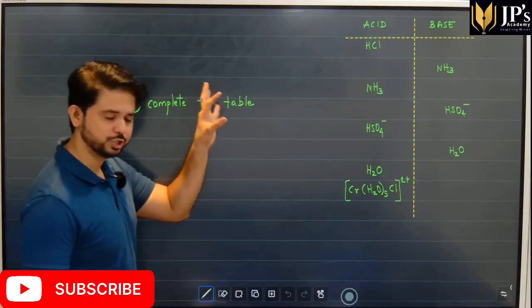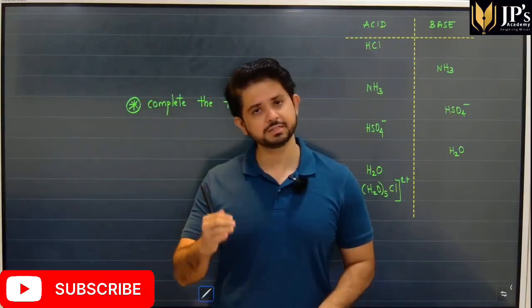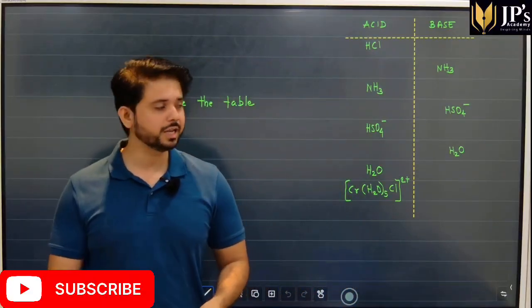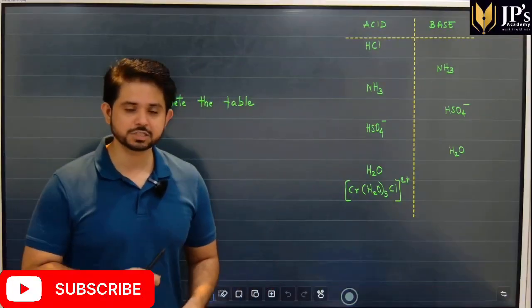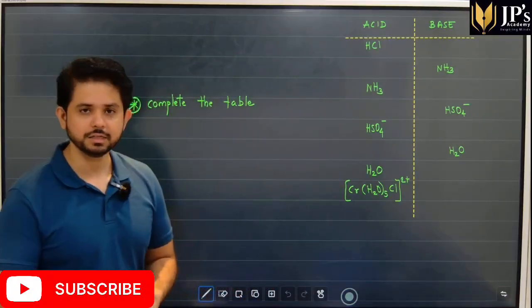Now I want you, students, to complete this table. I've written some acids, write their conjugate bases. I've written some bases, you write their conjugate acids. In case you're stuck on any, please let me know in the comments.